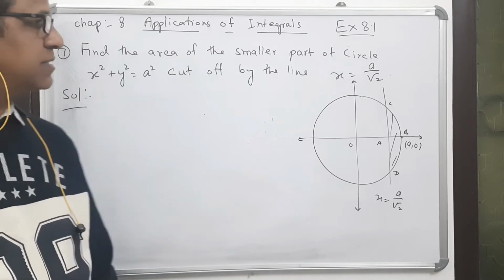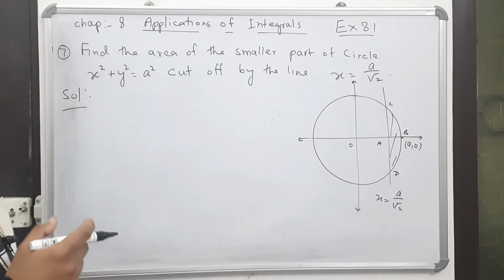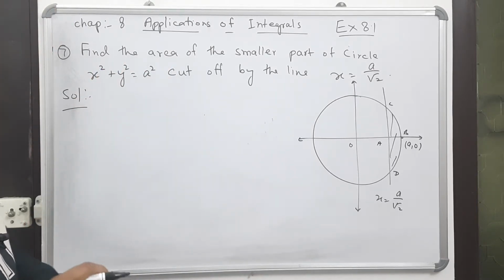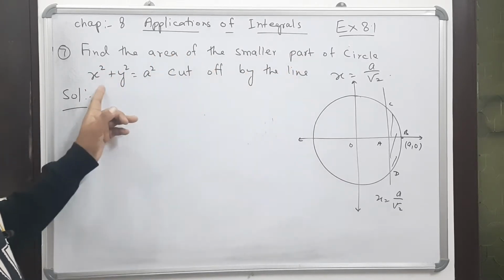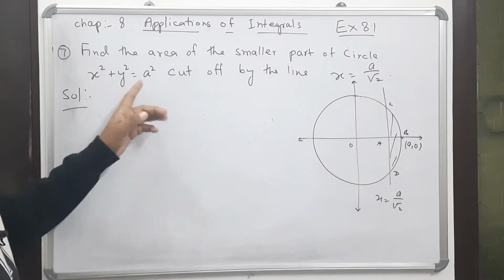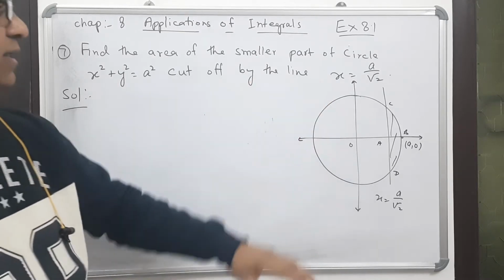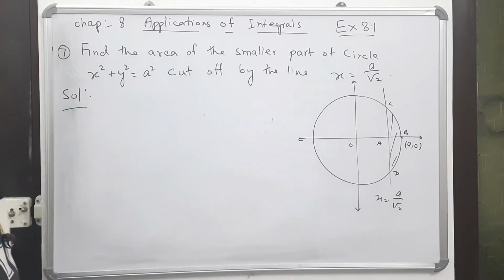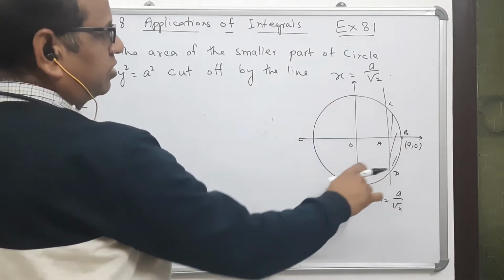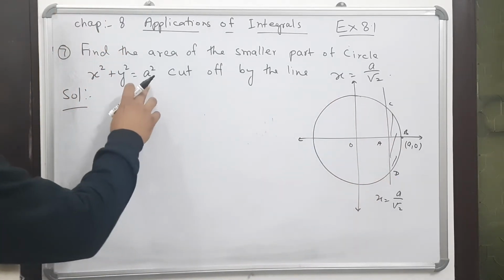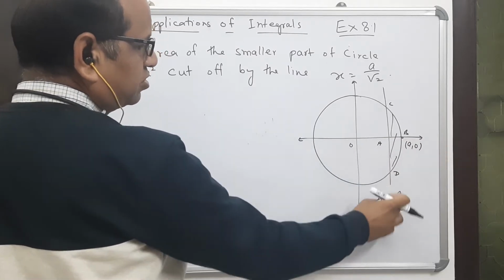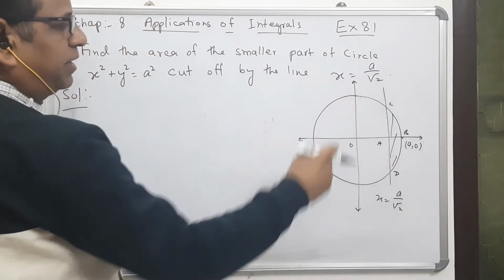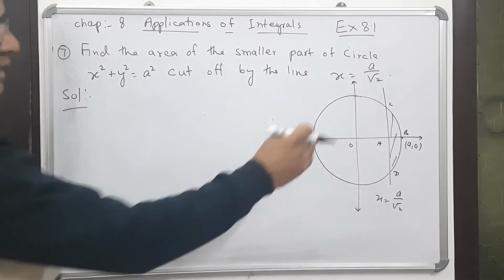Yes, hello students. Today I am taking problem number 7 of exercise 8.1. Find the area of the smaller part of the circle x squared plus y squared equals a squared cut off by the line x equals a by root 2. Now see, when we draw the figure, the radius is a, so this point will be (a, 0). So definitely a by root 2 will be between 0 and a.